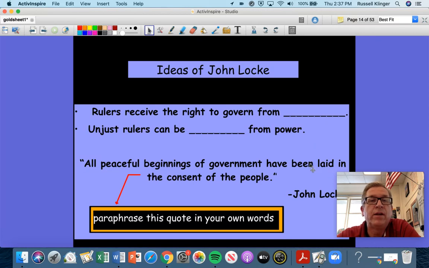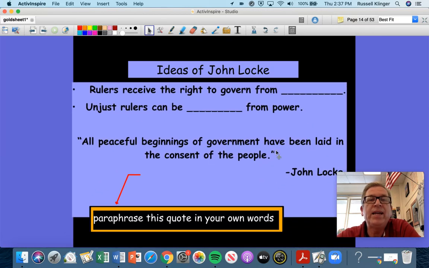This statement: all peaceful beginnings of government have been laid in the consent of the people. The key word to this is the word consent. And consent means to give your permission, right?